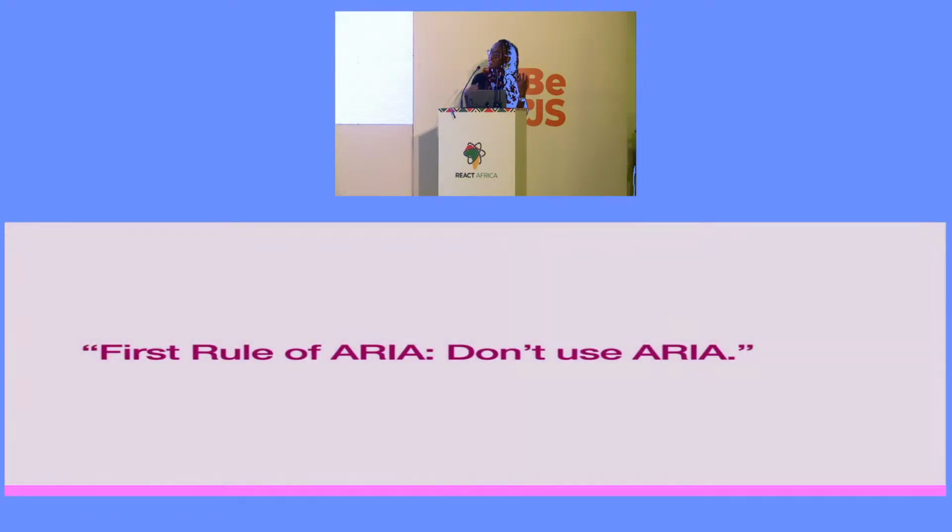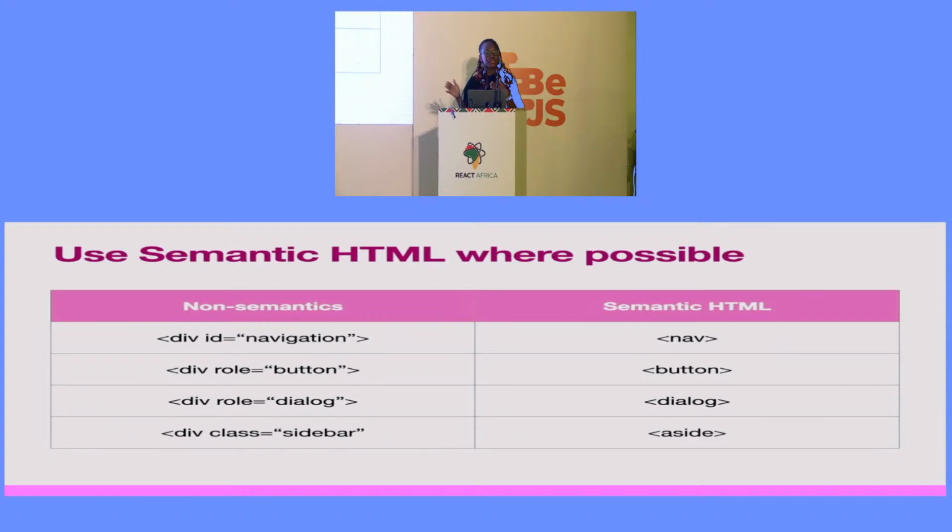And then it comes to the second part of semantics, which is ARIA. Now, ARIA is basically labels that we can use to describe the content of our page to screen readers. So the first rule of ARIA is don't use ARIA. What that means is if there is a semantic element for something, don't use the ARIA label for that thing when you can use semantic elements. So for example, instead of saying div role button, just use a button. Instead of saying div role dialog, just use the dialog tag.